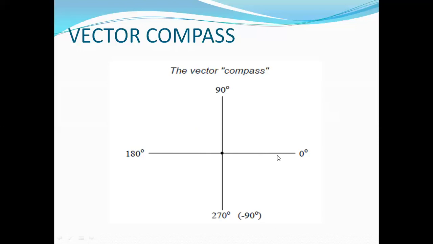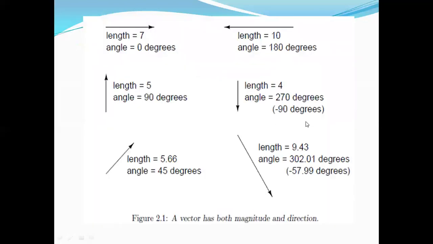Whenever we rotate the vector in the negative direction, it comes to minus 90 degree, minus 180 degree, minus 270 degree, and here again 0 degree. So like this, the vector compass is there. Now we will discuss the magnitude and the angle. Every vector has a certain magnitude and angle.